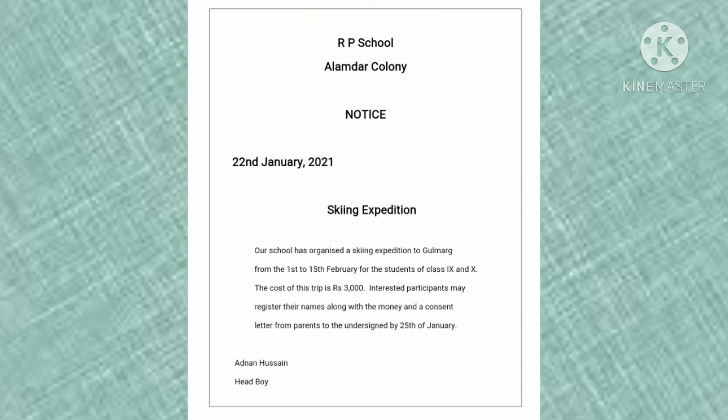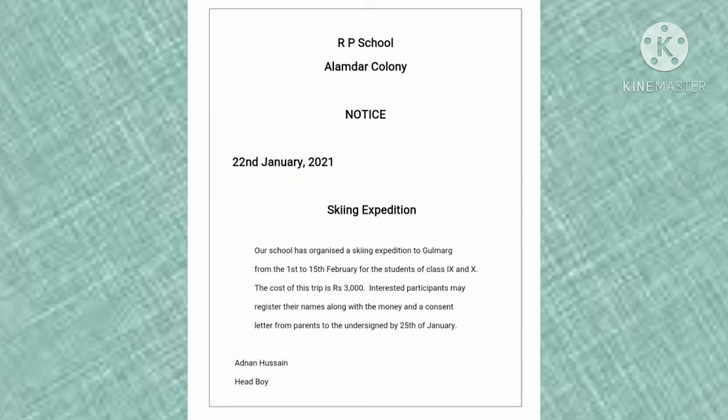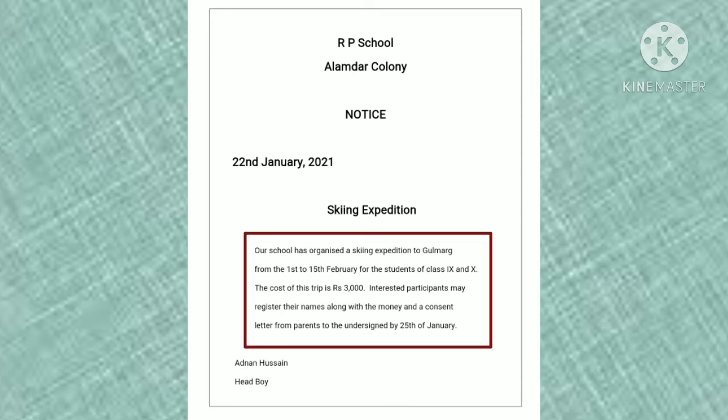Then we leave a space and write down notice in bold capital letters. Then towards the left hand side, we write down date. This is how we'll write down the date, not in numbers, not the day/month/year. No, this is the particular way you have to write down your date. Then after that, leave a line or a space again and give a suitable title to your notice. So here, because it is about a skiing expedition, we'll give the title skiing expedition.